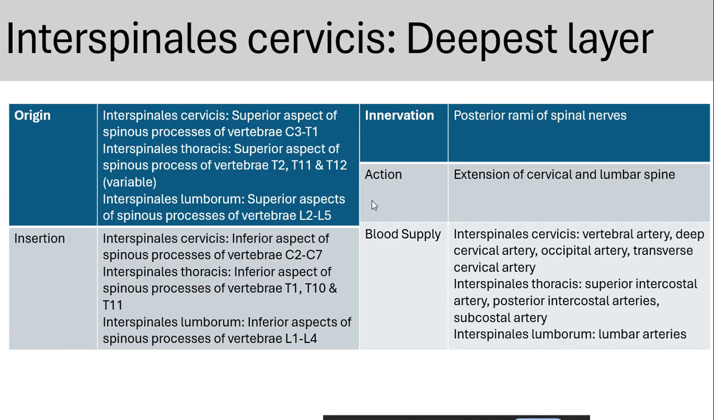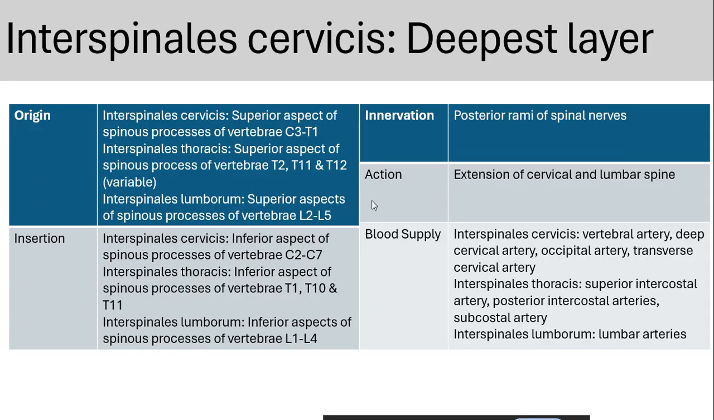Interspinalis thoracis. All right. So when it talks about cervicis, as you can see, it is C2 to C7. When it talks about thoracis, as you can see, it's T1, T10, and T11. Interspinalis lumborum: inferior aspects of spinous process of vertebrae L1 to L4. All right. Innervation: posterior rami of spinal nerves. Action: extension of cervical and lumbar spine.